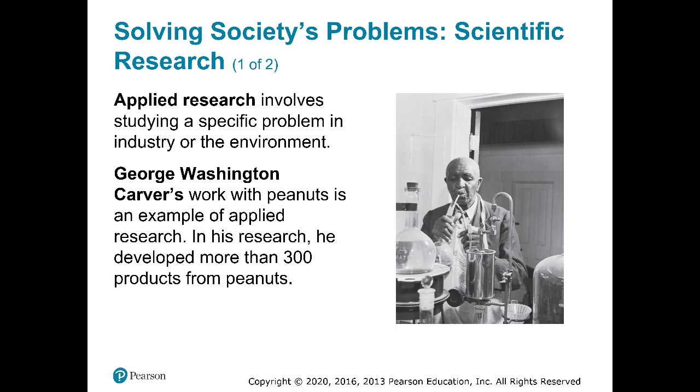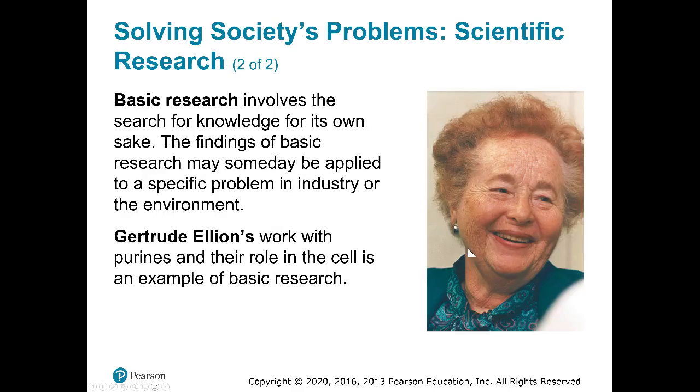But if you ever want an individual that's very worthwhile looking up and looking into their history, he is one of those individuals. Very, very interesting person. Very cool. Really prolific. So George Washington Carver worked with peanuts. It's an example of applied research. In his research, he actually developed more than 300 products from peanuts. And yeah, so that's George Washington Carver.